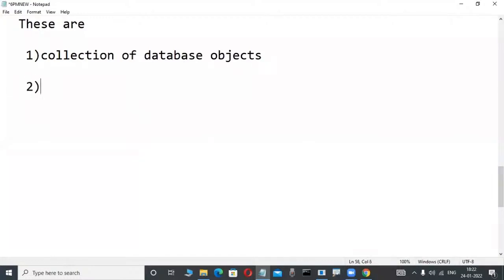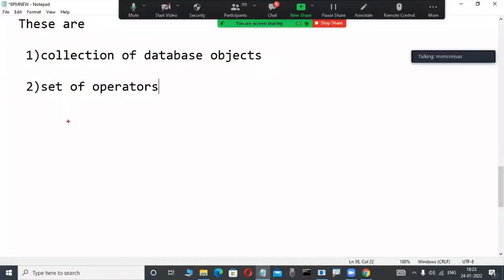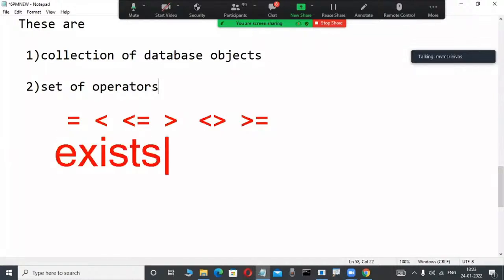In any relational data model product we are also observing another easy concept. What is that? A set of operators is available. Operator means, like in C language or Java, equal to, less than or equal to, greater than or equal to, not equal to. These types of operators are there. But here, in every relational data model, there are also a set of different operators. Suppose EXISTS is an operator. IN is an operator, BETWEEN is an operator.